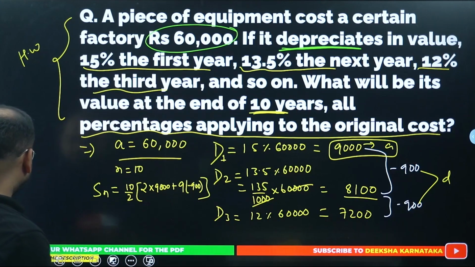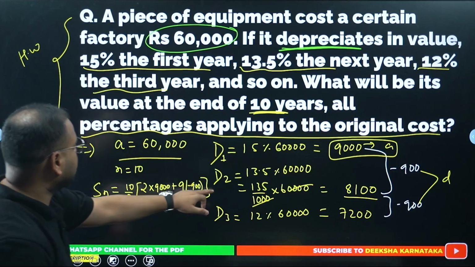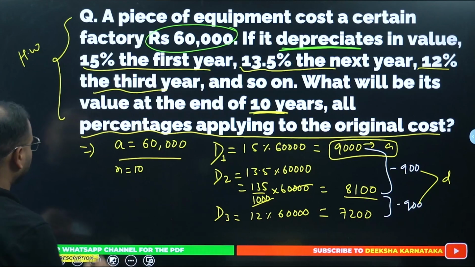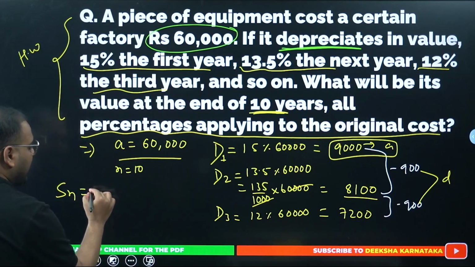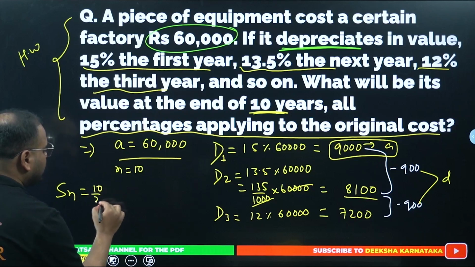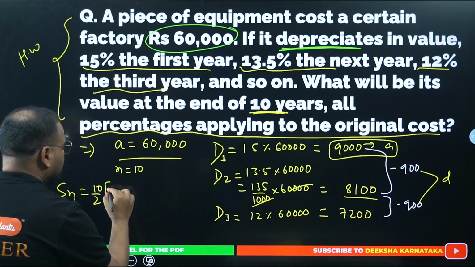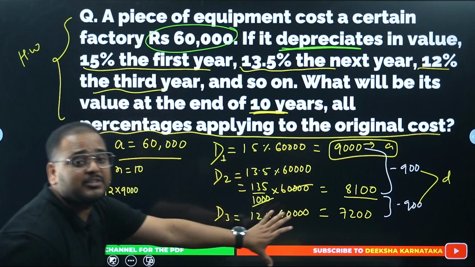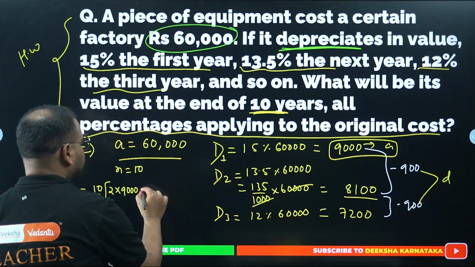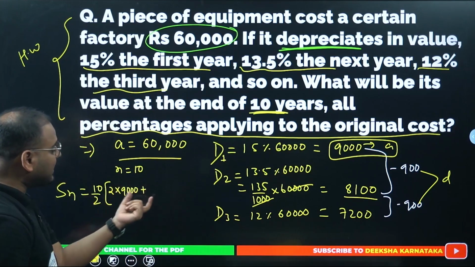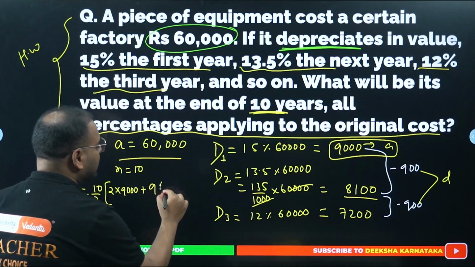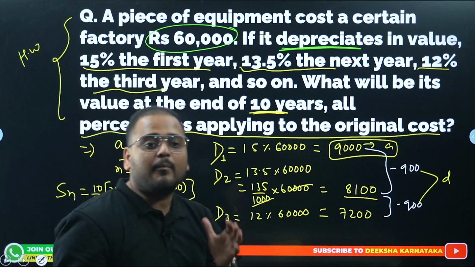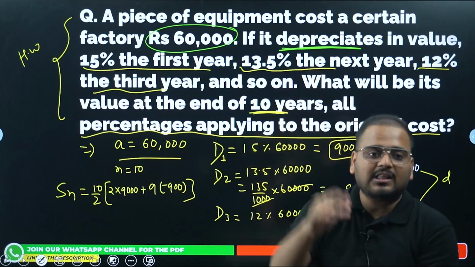This value, I don't think it's visible, so I'll take some space from the left side and write it here. Sn will be 10 by 2, as n is 10. Then 2 times A, which is 2 times 9,000. Why 9,000? Because we are finding the sum of total depreciation. Plus n minus 1, that is 10 minus 1, which is 9, and D is minus 900. Simplify this and you'll get the total depreciation, meaning how much it depreciated in 10 years, the sum of all the depreciation values.